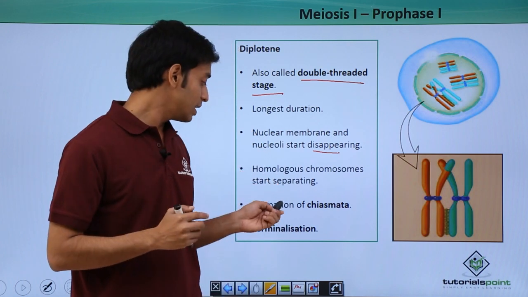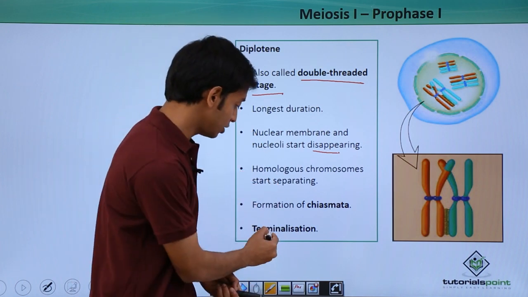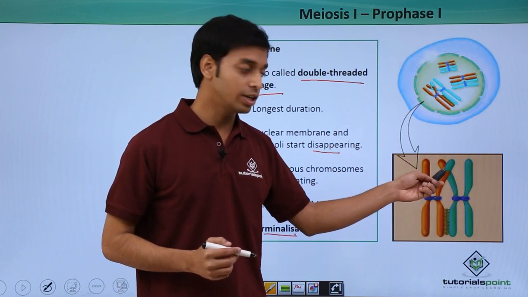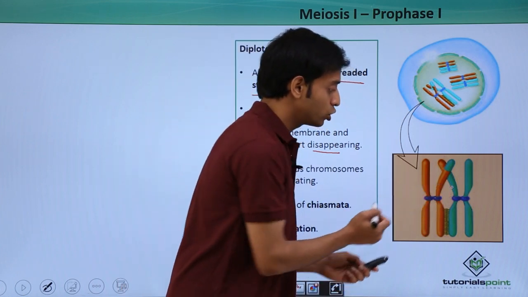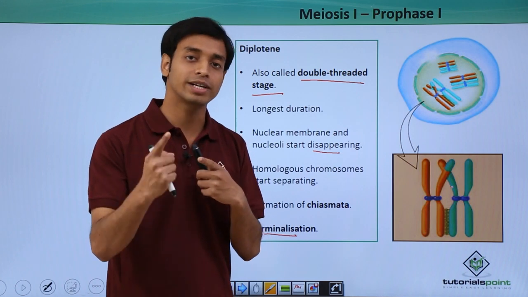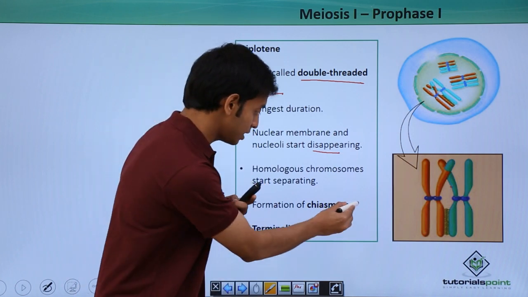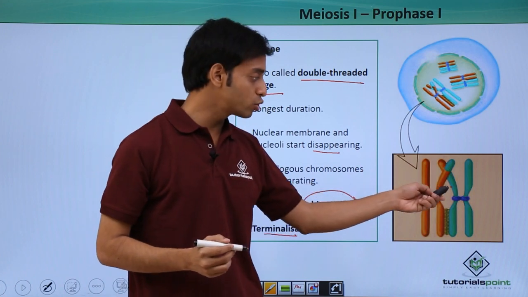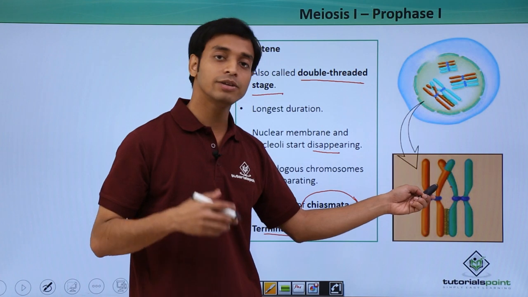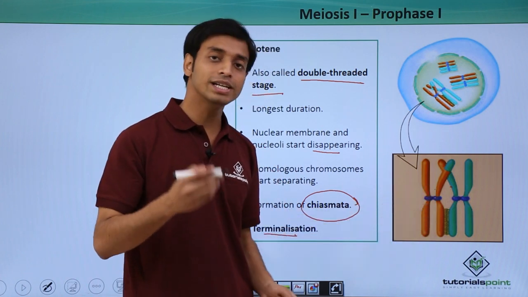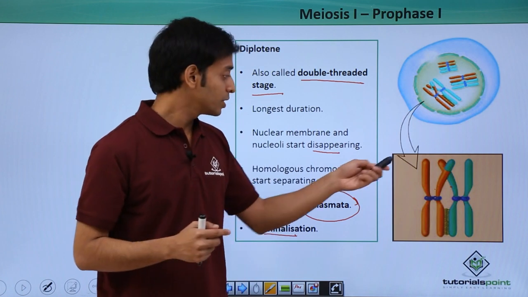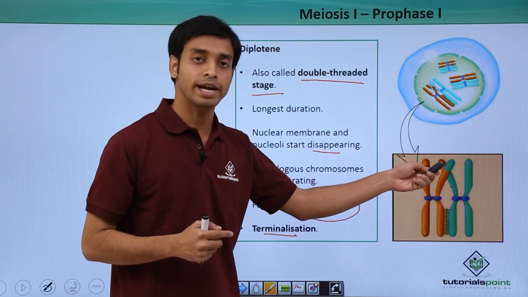So this results in what is known as terminalization. What is terminalization? Suppose the crossing over we are seeing over here had happened in this area. Slowly, this crossed over region, or point of attachment, which is also known as the chiasmata, moves towards the end, as you can see over here. If initially the chiasmata was formed in this position, then slowly and steadily, because of the separation of homologous chromosomes, the chiasmata moves towards the terminal end.